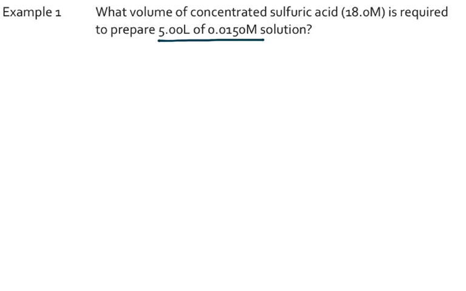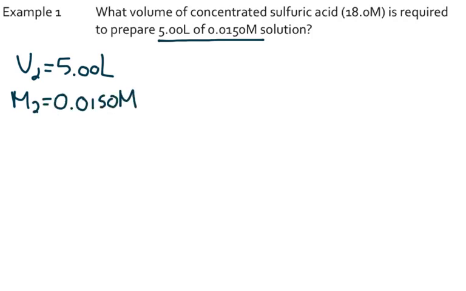Those are the 2's. Our V2 being 5 liters, and our M2 being 0.0150 molar. Leaving us knowing that our 18.0 molar would have to be our initial, our starting concentration at M1. And what volume? Obviously that's a V, that's V1 that we need to find.